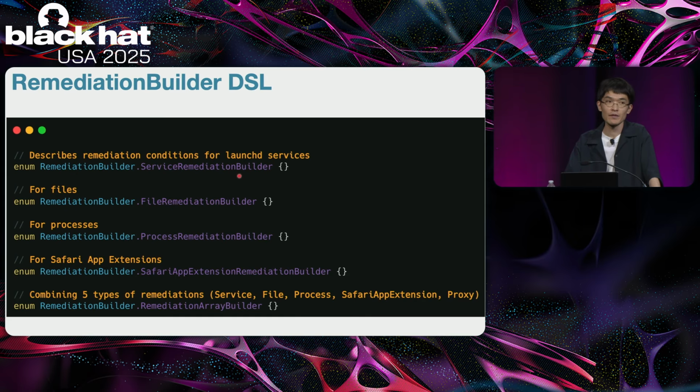This is exactly what Apple did. XPR comes with a set of DSLs called Remediation Builder. It defines several enums, and each one provides a DSL for combining the remediation conditions. For instance, if you want to describe logic for file-related remediation, we can use the DSL provided by File Remediation Builder. Other DSLs are also available, such as Process Remediation Builder, Service Remediation Builder, and Safari App Extension Remediation Builder.